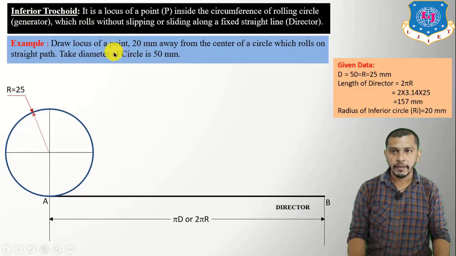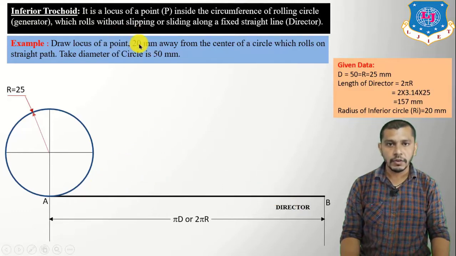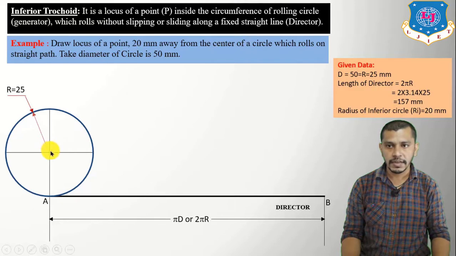Now we have to draw the locus of a point which is 20 mm away from the center of the circle. First of all, we have to mark this point. From the center of the circle, mark point P0, which is 20 mm away from the center. So this will be our C0 center.